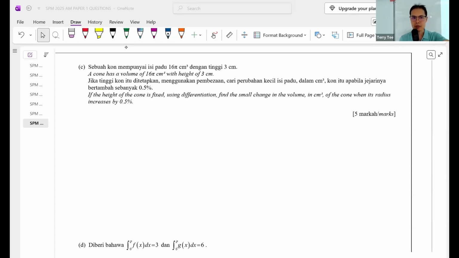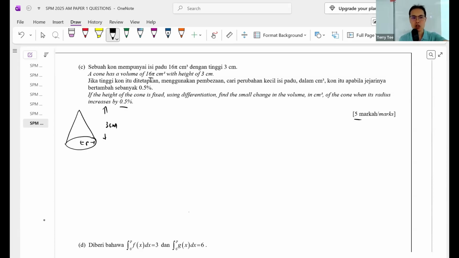Let's continue with part C. Okay, so this question is a bit longer. I wouldn't necessarily say it's difficult. It's just that the statement is one line, but the working is longer, 5 marks as you can see. Okay, now imagine this, you have a cone. I draw a cone here. It has a volume of 16 pi, height of 3 cm. They say the height of the cone is fixed. The 3 cm is fixed, that doesn't change. Using differentiation, find the small change in the volume of the cone when the radius increases by 0.5.